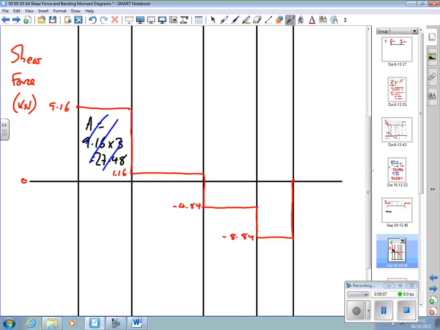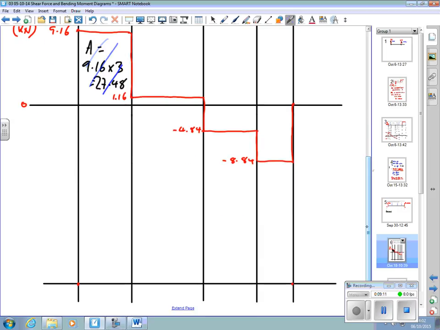Now what that means is that by the time we get to this point on the beam, we've got to a moment of 27.48. So we just draw a point here, and that will be at 27.48, because that's the moment at that point.